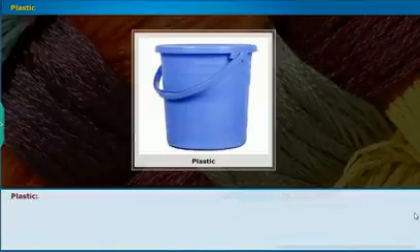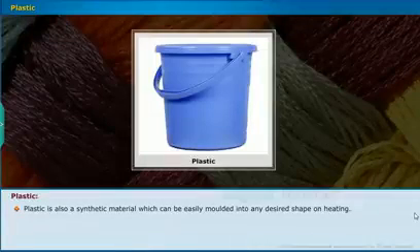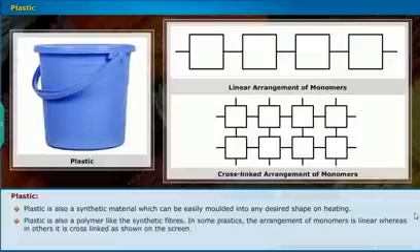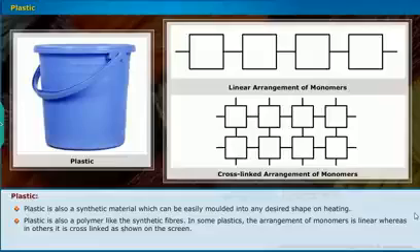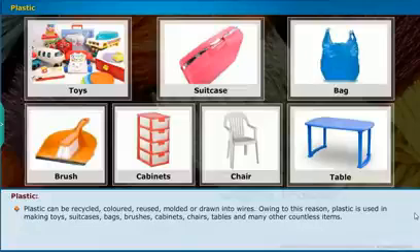Plastic. Plastic is also a synthetic material which can be easily molded into any desired shape on heating. Plastic is also a polymer like the synthetic fibers. In some plastics, the arrangement of monomers is linear, whereas in others it is cross-linked as shown on the screen. Plastic can be recycled, colored, reused, molded, or drawn into wires.